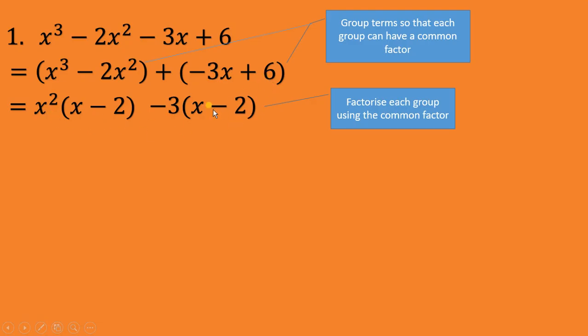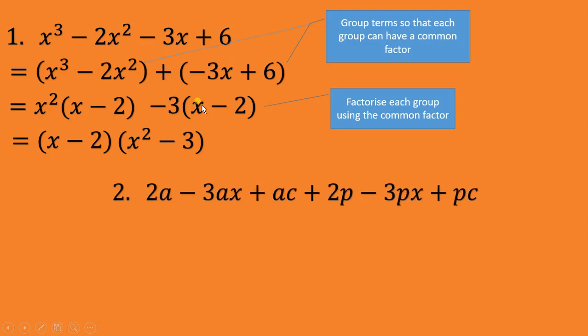So here it creates another common factor. Can you see the x minus 2? The x minus 2 is also now common. So we will take out that x minus 2 as the next common factor, divide it into this pair over here, x squared will remain, and divide it into the next one and x minus 3 will remain. This is our final answer. X minus 2 and x squared minus 3 are the factors.